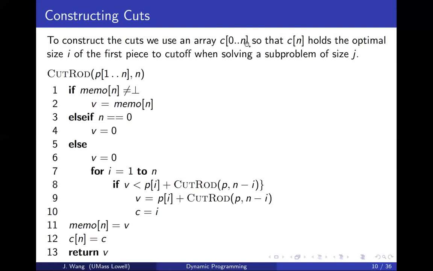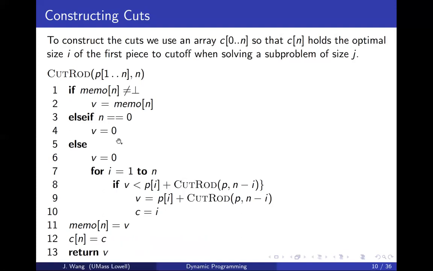So then we need to use another array, C from 0 to n. So that C of j holds the optimal size i of the first piece to cut off when solving a problem of size j. Okay, so this is the construction.